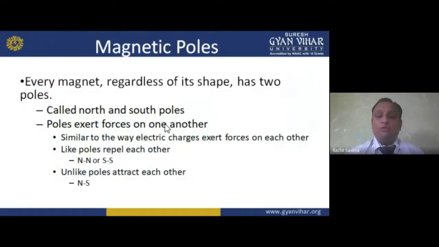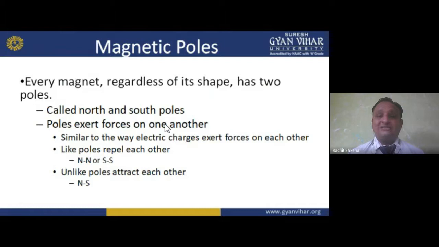Now magnetic poles. Every magnet, regardless of its shape, has two poles. Regardless means whatever shape it has: rectangular shape, spherical shape, square shape.